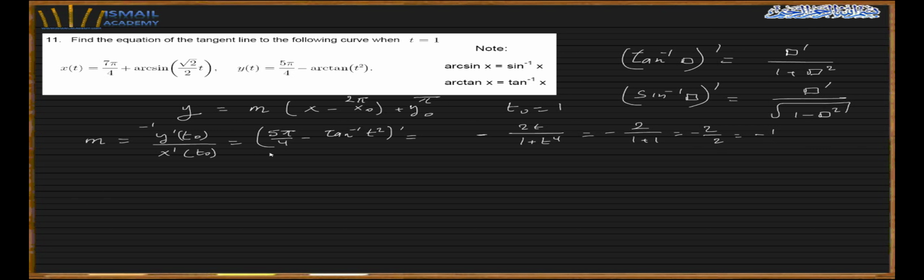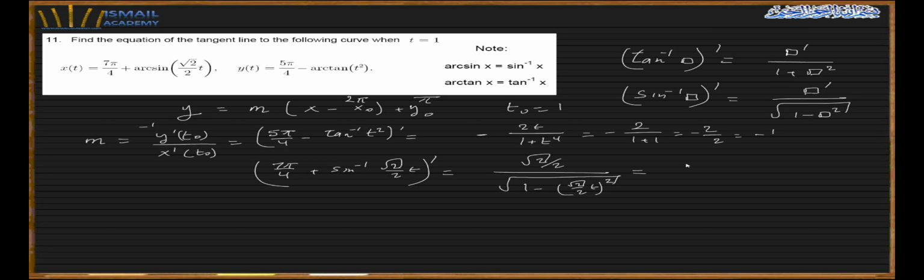Now let me check the second one. Again, I have a constant here, so it's going to be 7 pi over 4 plus sine inverse of square root of 2 over 2 t, prime, which is just the derivative, which is square root of 2 over 2, because this is just a constant, over 1 minus square root of 2 over 2 t, squared. So here it's going to be just half, and 1 minus half is half, so it's going to be square root of 2 over 2 divided by square root of half, and they are equal, so it's going to be just 1. So this value is 1.